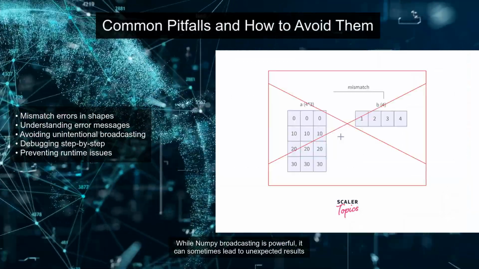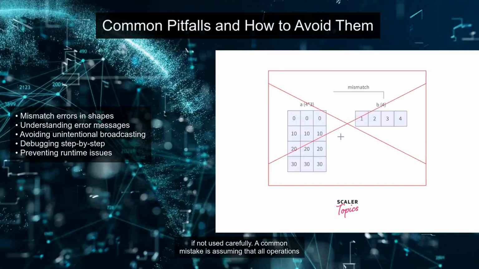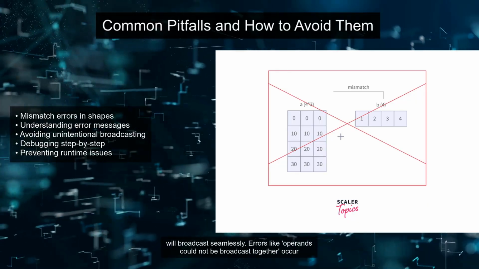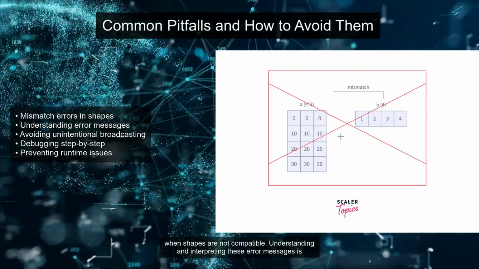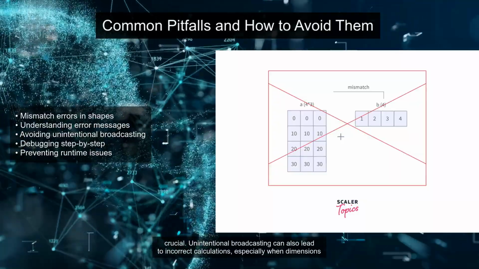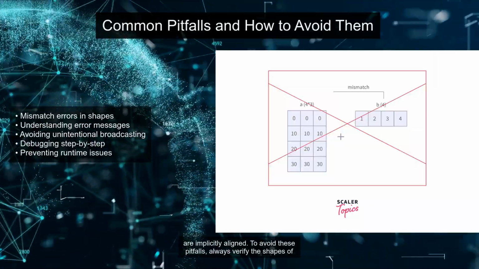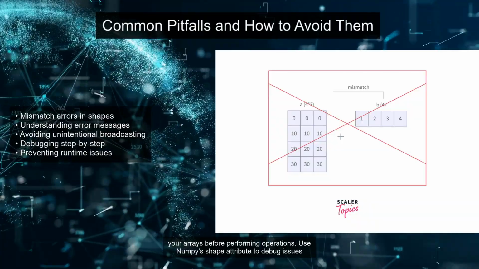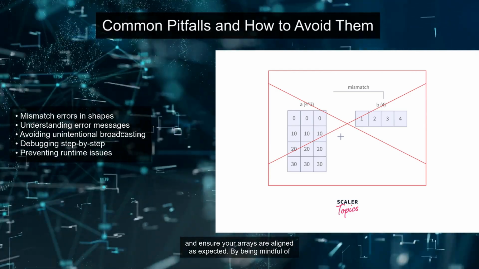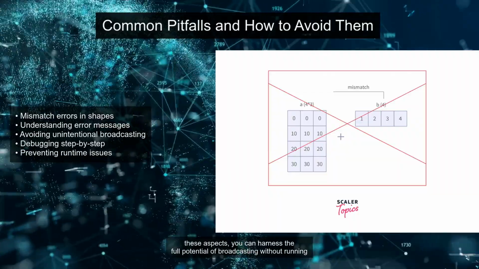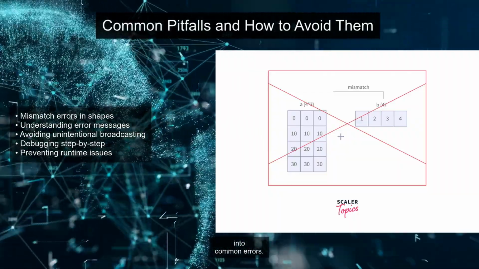While Numpy Broadcasting is powerful, it can sometimes lead to unexpected results if not used carefully. A common mistake is assuming that all operations will broadcast seamlessly. Errors like "operands could not be broadcast together" occur when shapes are not compatible. Understanding and interpreting these error messages is crucial. Unintentional broadcasting can also lead to incorrect calculations, especially when dimensions are implicitly aligned. To avoid these pitfalls, always verify the shapes of your arrays before performing operations. Use Numpy's shape attribute to debug issues and ensure your arrays are aligned as expected. By being mindful of these aspects, you can harness the full potential of broadcasting without running into common errors.